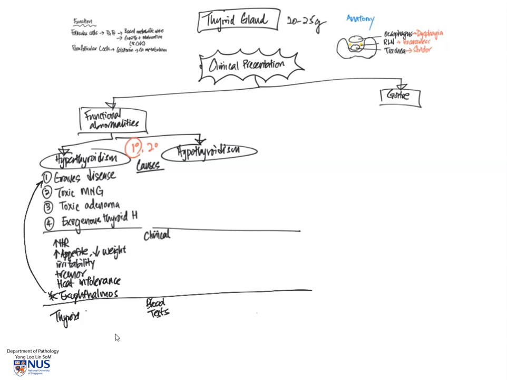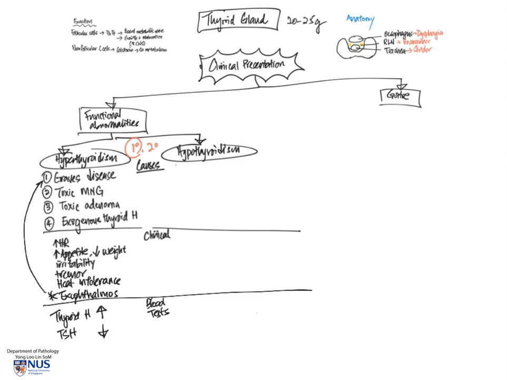Now, in terms of abnormal findings in the blood test, of course, we would expect the thyroid hormone levels to be increased. And because this is primary hyperthyroidism, the TSH will be reduced because there is negative feedback from this excess of hormones to the pituitary to reduce TSH production.